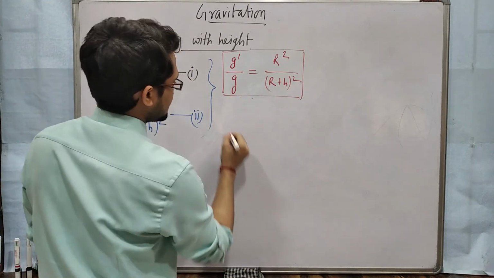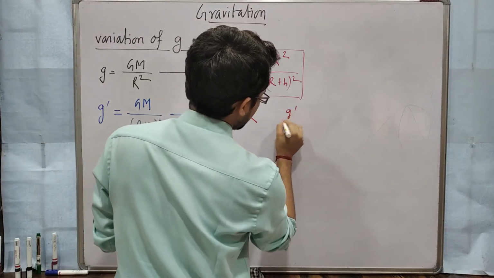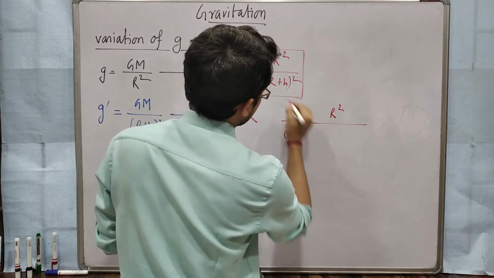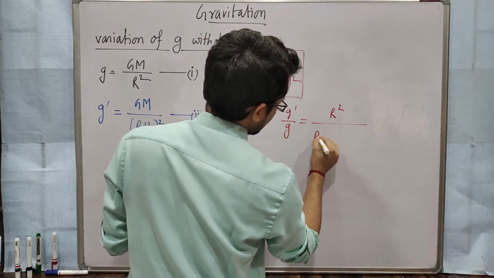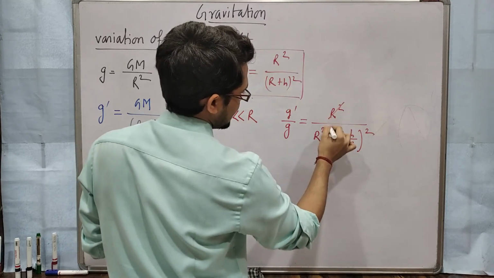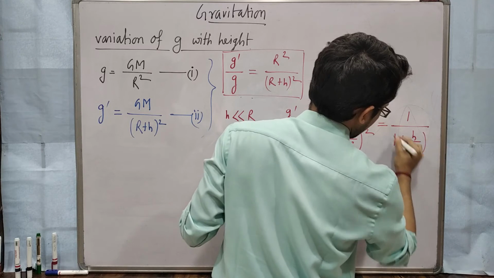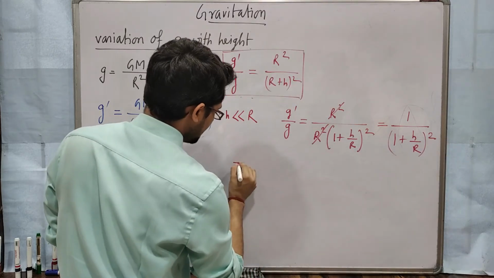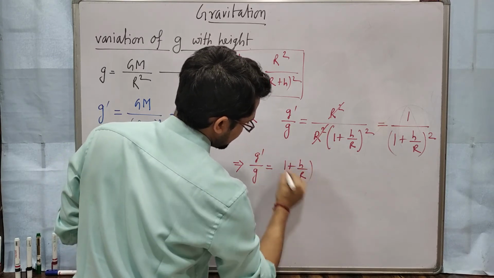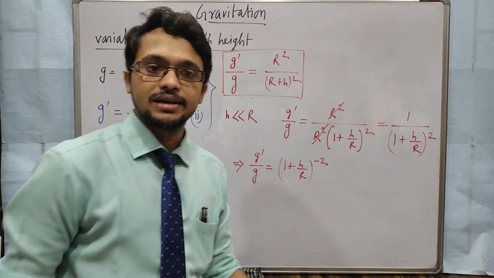So here we are considering h is very less than r. So g prime by g is equal to R square by, we can take this R common, then if we take this R outside of the bracket, it will be R square, 1 plus h by R whole square. This R square cancels out, so we are getting 1 plus h by R whole square. Now we can write g prime by g equal to 1 plus h by R to the power minus 2. Now this kind of equation can be expanded using binomial expansion.